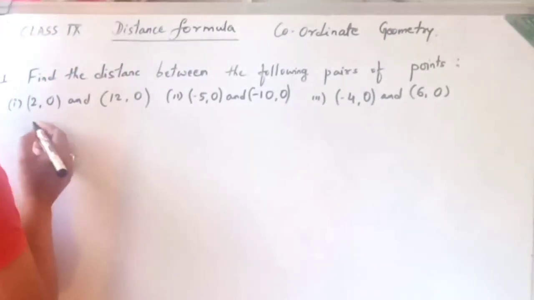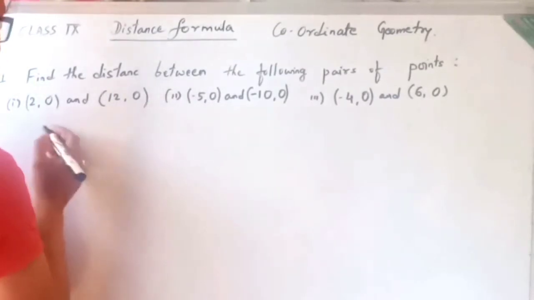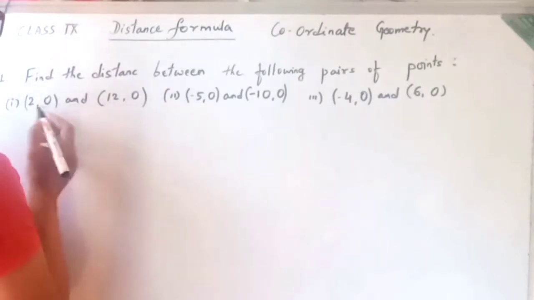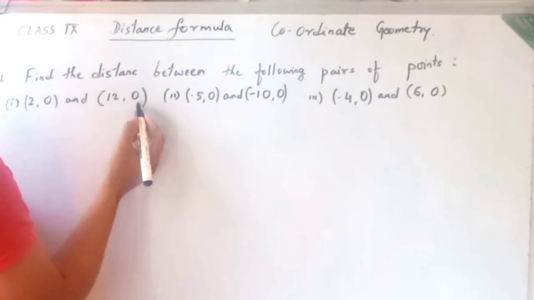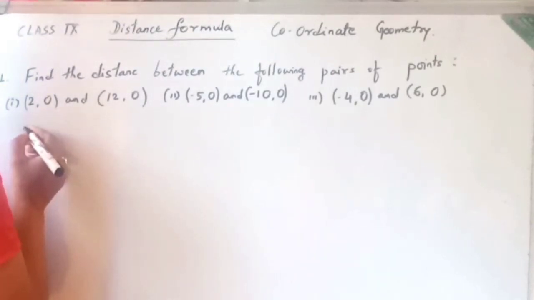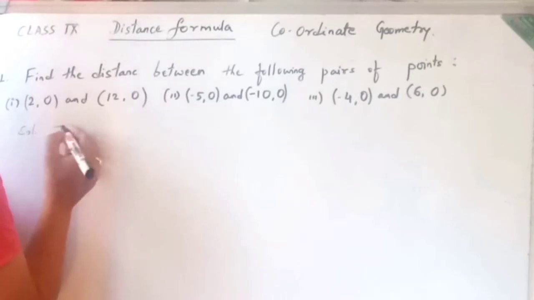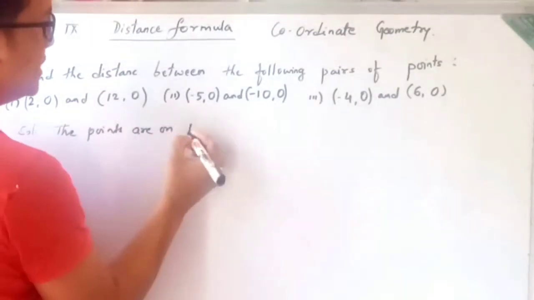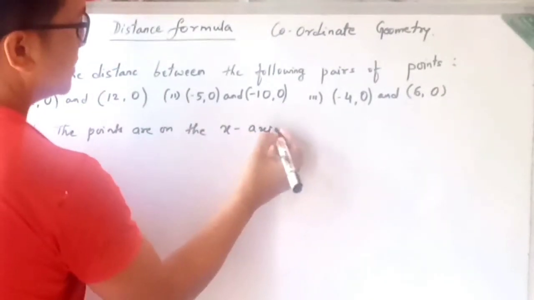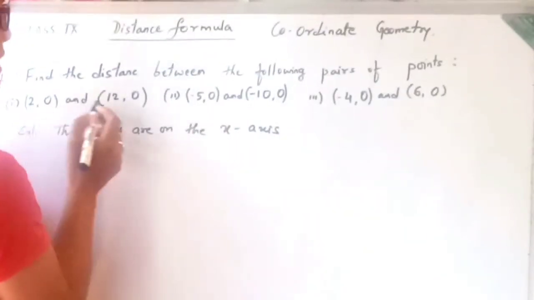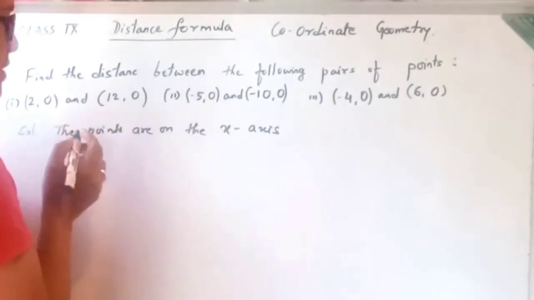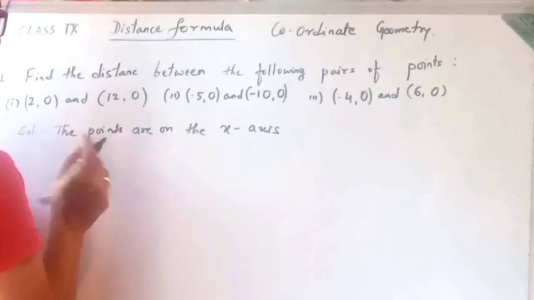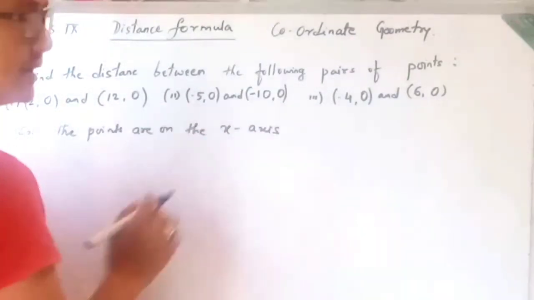First of all, the points are (2, 0) and (12, 0). Here this is x, this is y, this is x, this is y, and here y is 0, here also y is 0. So, solution: the points are on the x-axis. Here (2, 0) and (12, 0) are on the x-axis, because here the y value is 0, here also it is 0.